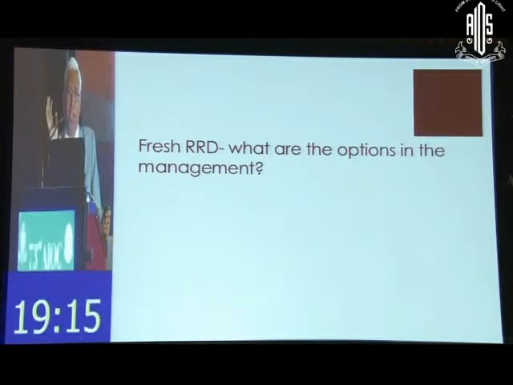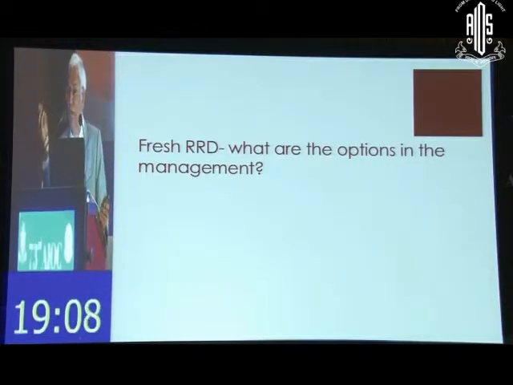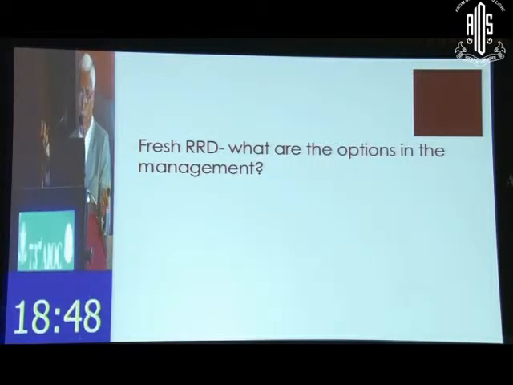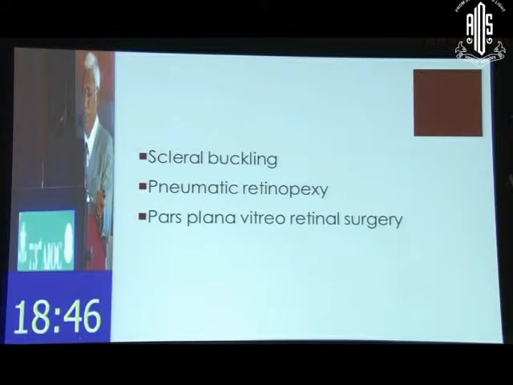So if you have a fresh detachment of retina presenting to you in the clinic, what are the options that you have for management? Can you tell me? What are the options you have for a simple detachment of retina presenting to you with a single break, say at 12 o'clock meridian? Okay, scleral buckle. Pneumatic retinopexy. Or a pars plana vitrectomy. You've got three options easily, is it not? So let us discuss these very quickly: scleral buckling, pneumatic retinopexy, and pars plana vitreoretinal surgery.